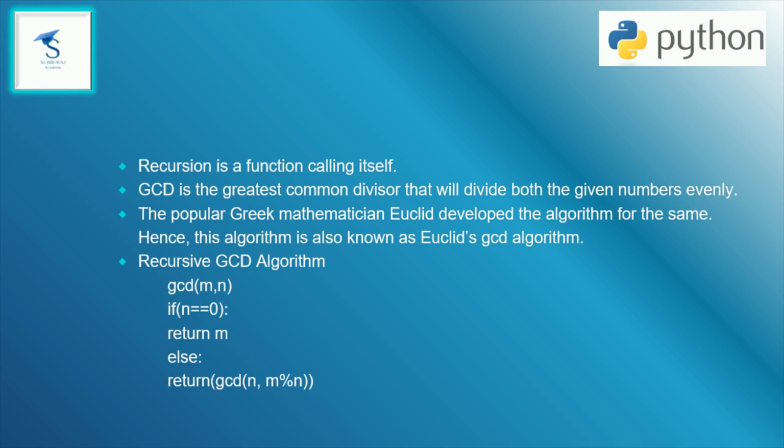GCD is the greatest common divisor that will divide both the given numbers evenly. The popular Greek mathematician Euclid developed the algorithm for the same. Hence, this algorithm is also known as Euclid's GCD algorithm. This problem can be solved both recursively and non-recursively like the other functions we saw.